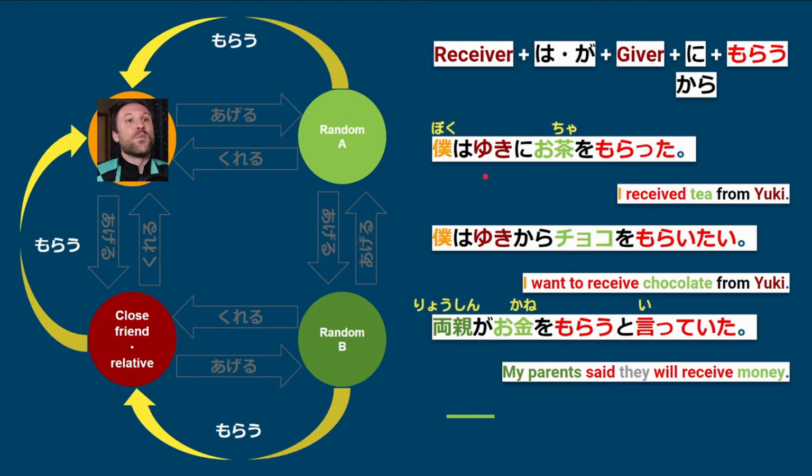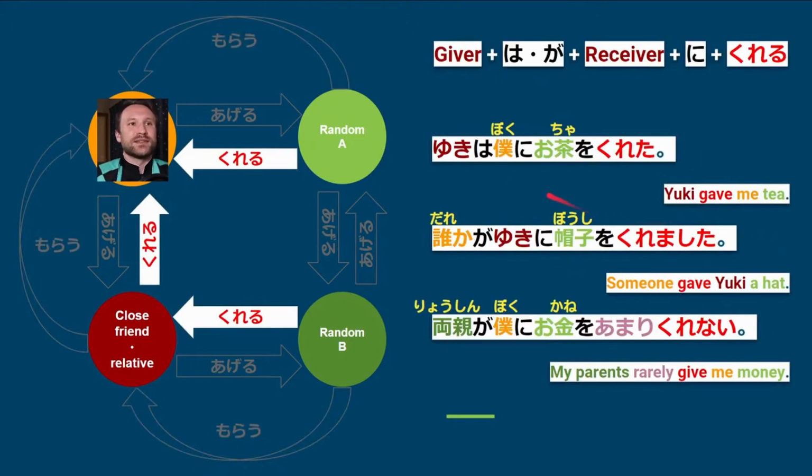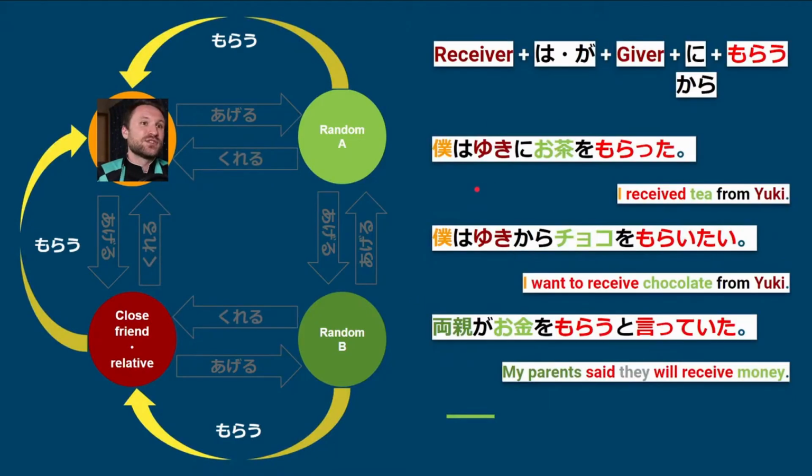So let's go over some morau sentences. They're actually the exact same sentences. We just reverse them so that we can use morau. So, boku wa Yuki ni or Yuki kara ocha wo moratta. I received tea from Yuki. If you look up at the kureru sentence, the topic of the sentence is Yuki. Yuki gave me tea. Yuki wa boku ni ocha wo kureta. So Yuki is the topic of that sentence. She gave me something. But in this sentence, I'm the topic. I was given something. I received something. Boku wa Yuki ni or kara ocha o moratta. So now I'm the topic of the sentence.